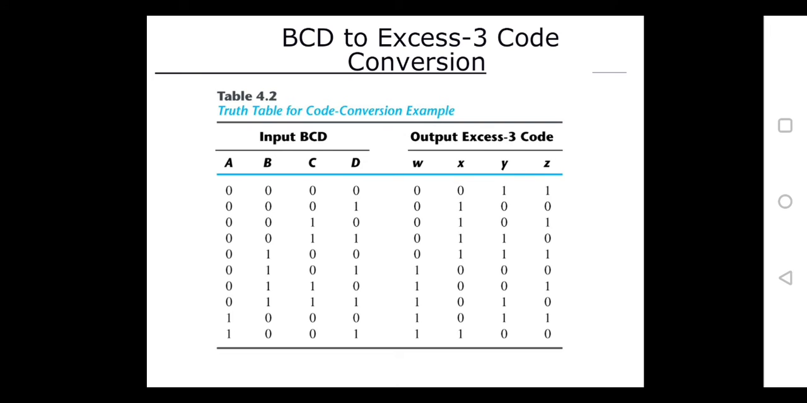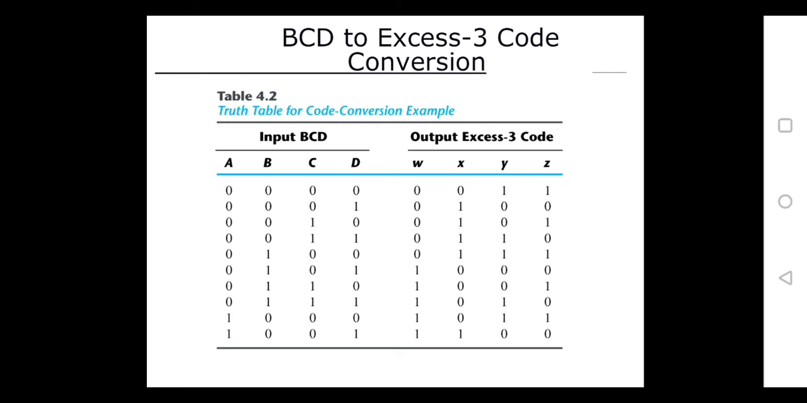So under ABCD, we need to write down the valid BCD numbers, 0 to 9, in their corresponding binary format. For that, we need to add +3 to each input, convert that into binary format, and complete the truth table. After completing the truth table, we need to write down the SOP expressions for each output so that it will be easy to identify the numbers in a K-map.